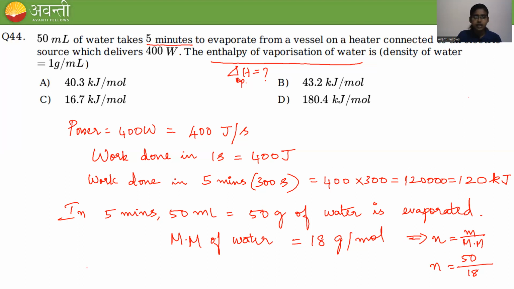Now we have to find out the delta H of vaporization, right? So it is equal to the work done in 5 minutes, that is 120 kilojoule, divided by the number of moles, which is nothing but 50 by 18. On solving this, you will get 43.2 kilojoule per mole. So option B will be the correct answer for this question. Got it? The work done by the number of moles gives you the delta H, enthalpy of vaporization of water. So the answer will be option B.